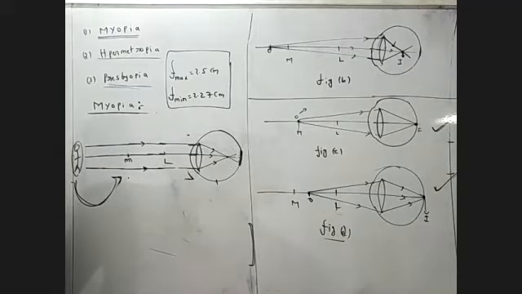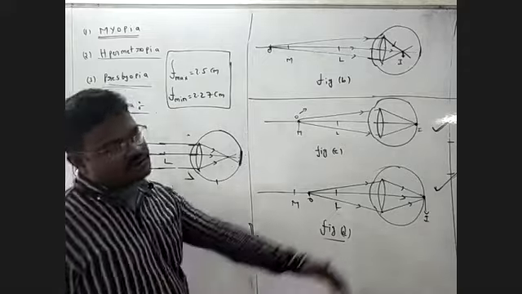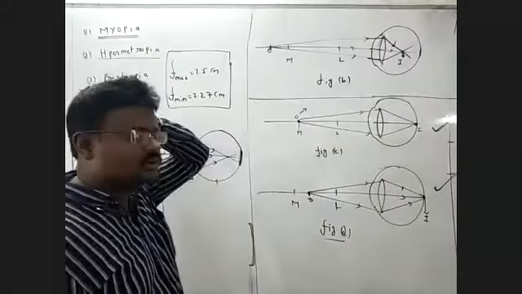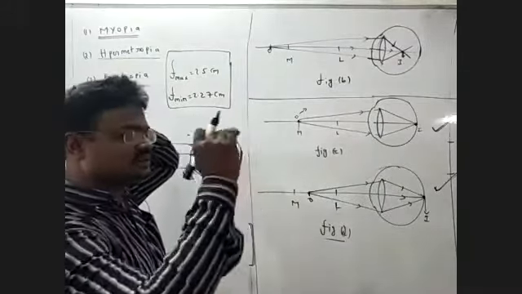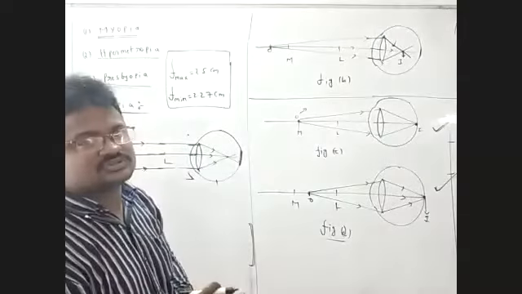Practically, suppose for example, I'm standing here. One object is placed 100 meters, 1 kilometer away.